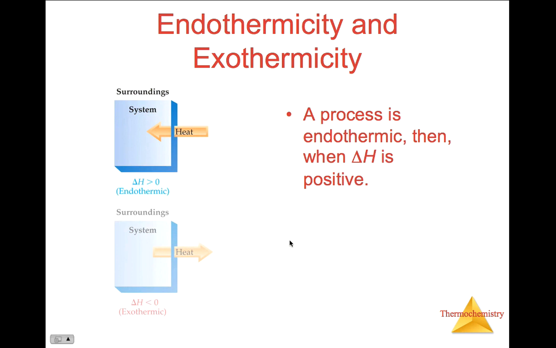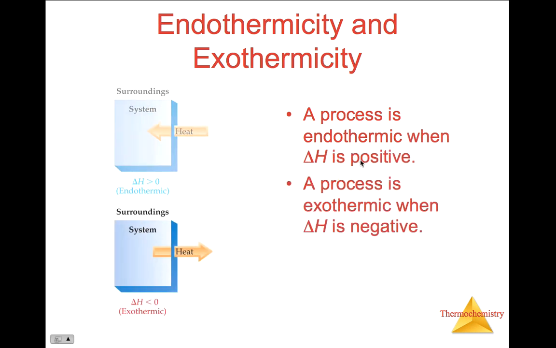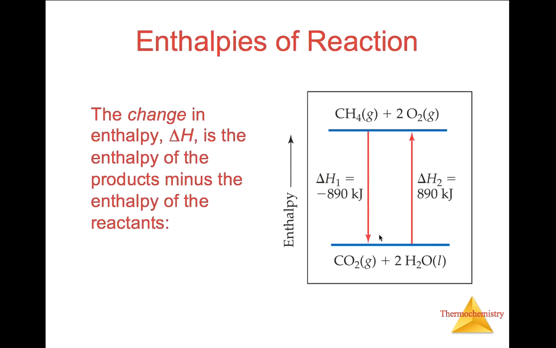A process is endothermic when delta H is positive, or when enthalpy is positive. A process is exothermic when delta H, or enthalpy, is negative. The change in enthalpy is the enthalpy of the products minus the enthalpy of the reactants.